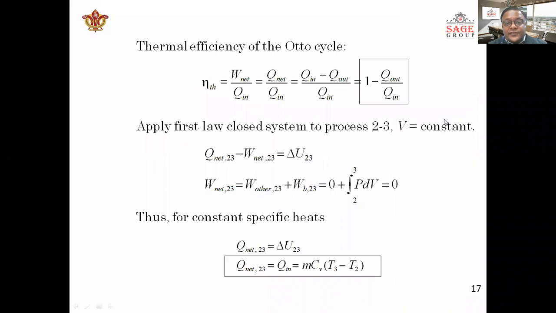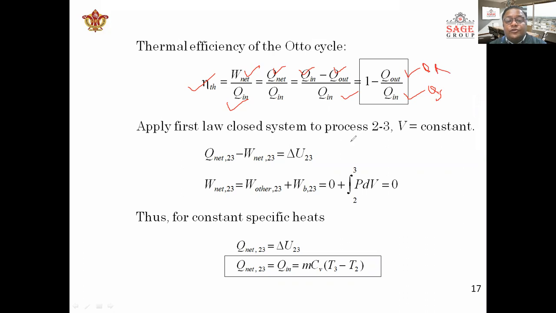This is the thermal efficiency of the Otto cycle, already discussed in the Carnot case. The thermal efficiency is the ratio of the W net upon the heat supply, and the W net is equal to the Q net. Q net is equal to Q in minus Q out, so efficiency is 1 minus Q out by Q in. Q in is the heat supply and Q out is the heat rejection. This is called the heat supply QS and this is called the heat rejection QR.